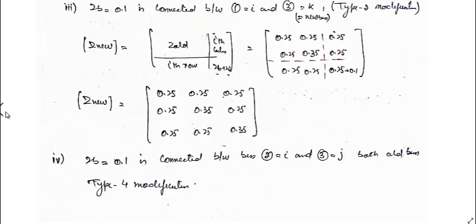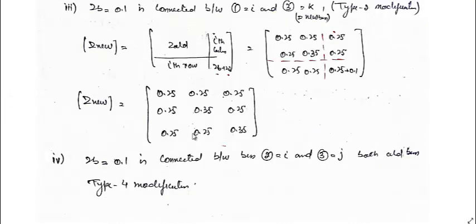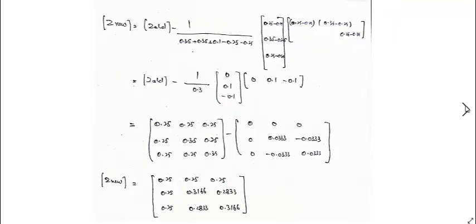Difference of the second row and third row: 0.5 minus 0.5 is 0, 0.5 minus 0.35 is minus 0.1, 0.35 minus 0.25 is 0.1. Sorry, I have 0.25 minus 0.25 is 0, 0.35 minus 0.25 is 0.1, 0.25 minus 0.35, because I have to go row 2 minus row 3. I have already done row 3 minus row 2. So the elements of this matrix and this matrix will be like this.